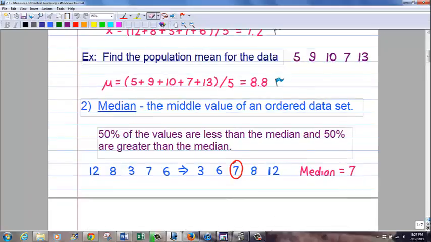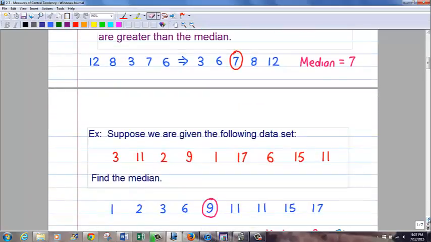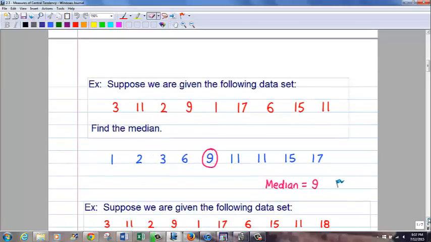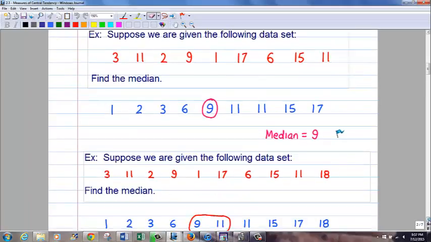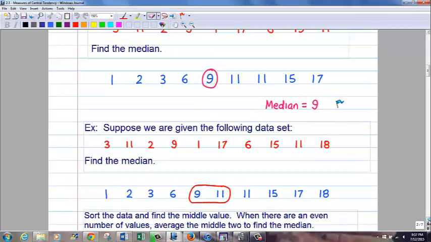Okay, now here's another one. Resort them, and then you'll see that 9 is your median value. Now these first 2 examples, we had 5 numbers in the first one, we had 9 in this one. Whenever you have an odd number of values, there will always be one precise number that is your median. But when there's an even number of values, you have to handle it differently, because you won't have one unique number.